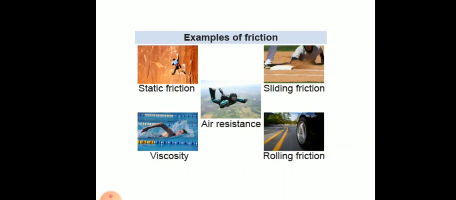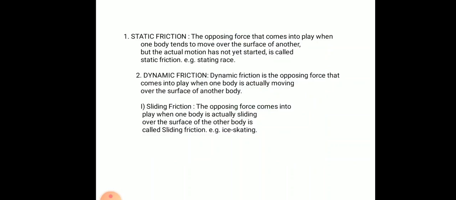And next is rolling friction. Rolling friction is the opposing force that comes into play when one body is actually rolling over the surface of the other body. For example, when a hockey or cricket ball is hit, it rolls on the surface of the ground and stops after some time due to rolling friction. Such friction is widely seen in games and sports. So these are static friction, sliding friction, and rolling friction, which I have already discussed.